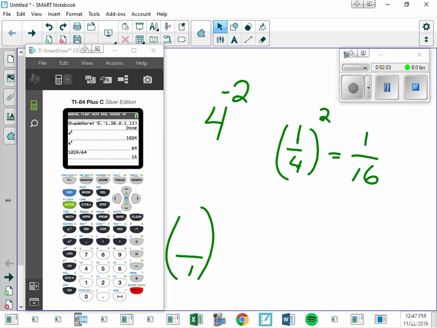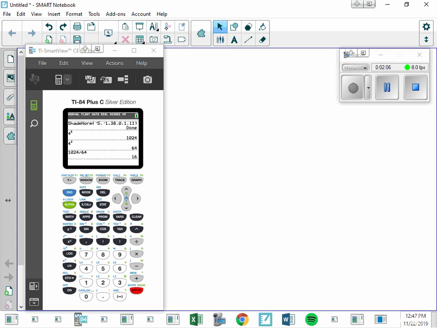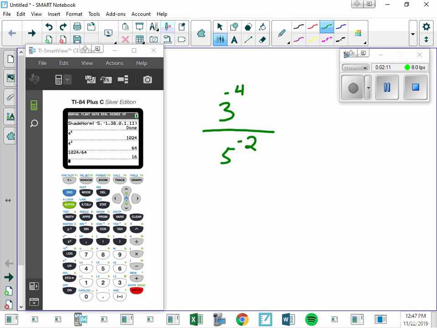Does that make sense? Well, what if you had multiple numbers, like 3 to the negative 4 and 5 to the negative 2? Well, 3 times 3 is 9, times 3 is 27, times 3 is 81. So 3 to the fourth is 81, but it started in the numerator, and the negative is going to put it in the denominator, 81 down here. And 5 squared is 25, but the negative is going to move it to the top. So the answer is 25 over 81.